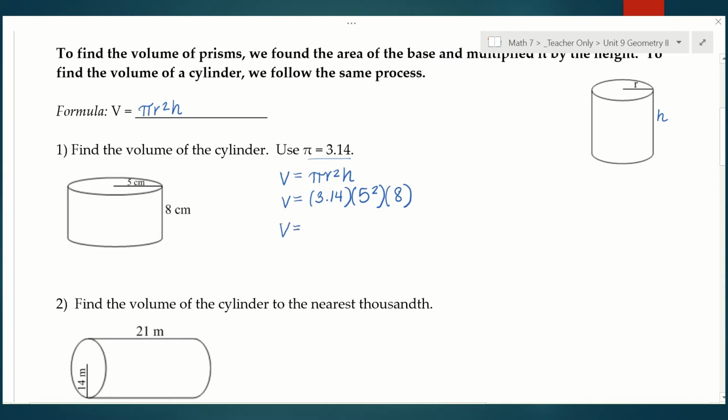When we're typing this in our calculator, make sure we're typing in 3.14 times 5 squared, or you could do 5 times 5, times 8. And if you've typed that in correctly, you should be getting 628, and this is going to be cubic centimeters.